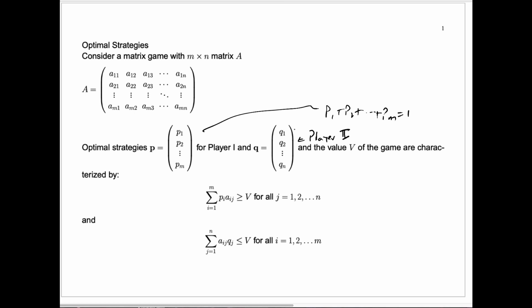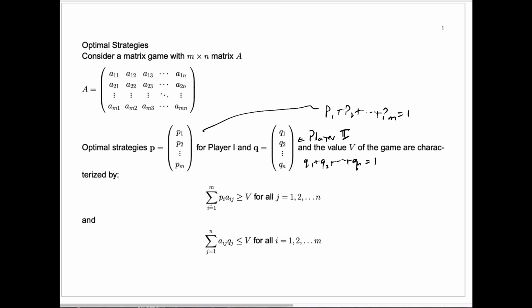For player 2, we have a column vector q1 through qn, and just as before, we need q1 plus q2 up to q sub n equals 1. So this is what we mean by a general mixed strategy. If all of these are 0 except for a single one, then of course that would be a pure strategy in the particular row or a pure strategy in a particular column, but in general we'll be talking about mixed strategies. What characterizes optimal strategies and the value of the game?